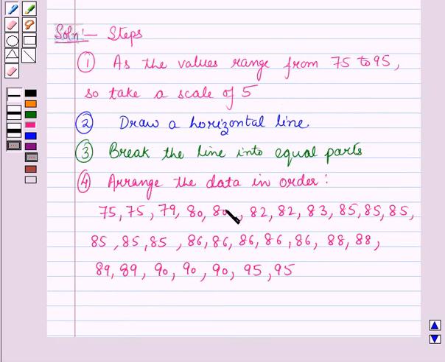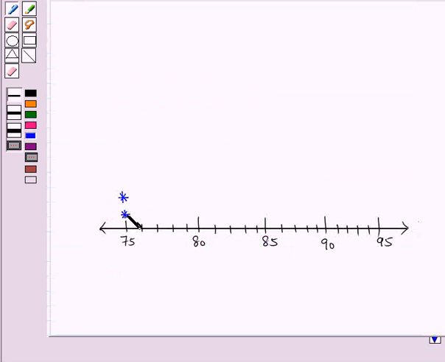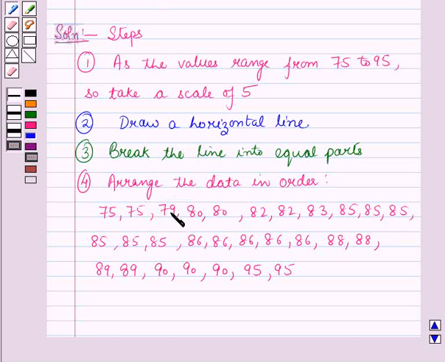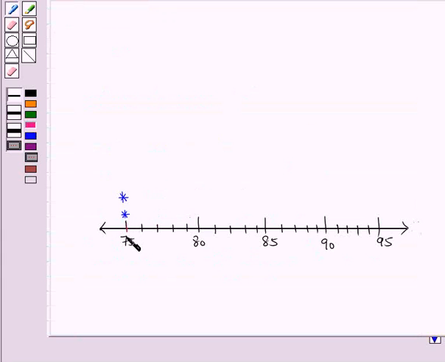So here we have arranged the given data in order. And now we will arrange this data on the number line, and for each observation, we will put a star sign. Now here you can see that 75 is coming 2 times in the data. So as 75 is coming 2 times, we will put 2 stars for 75. Then 79 is coming once. Here, this is the line for 75, and the next line is for 76, then 77, 78, and this is the line for 79.